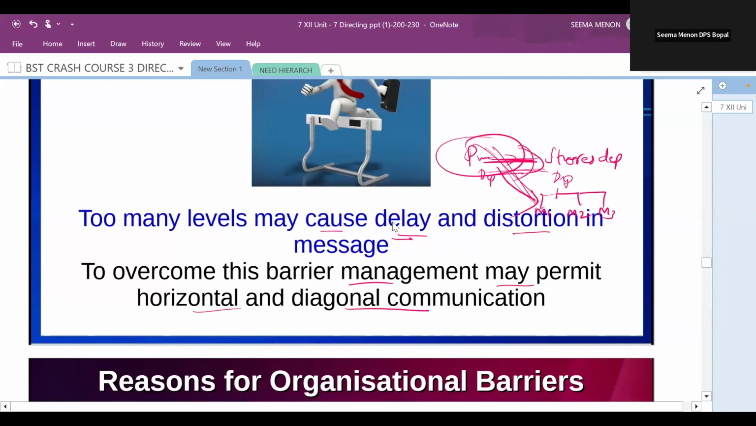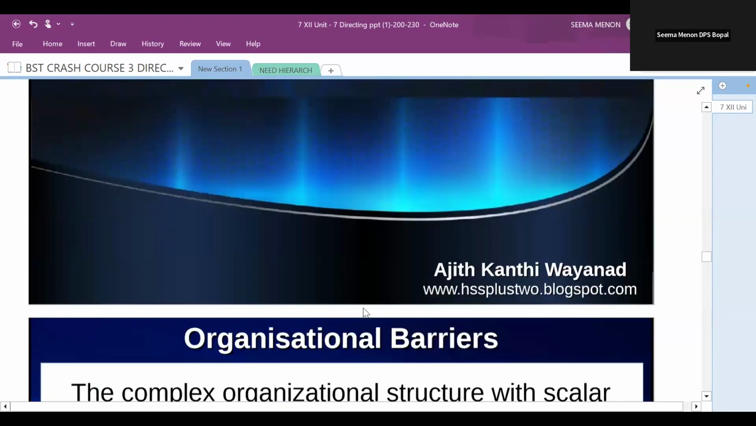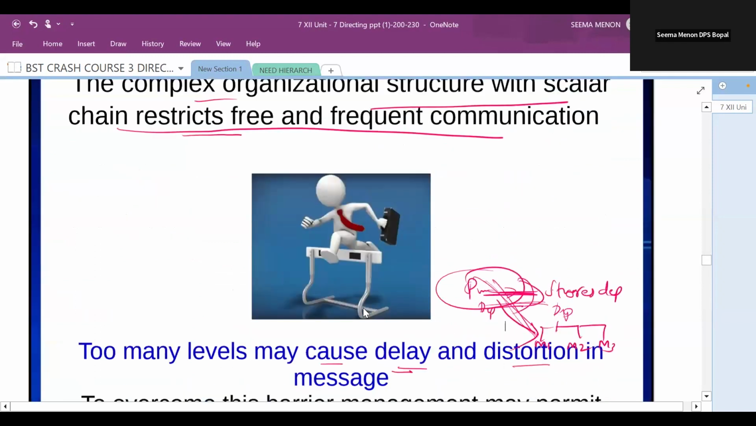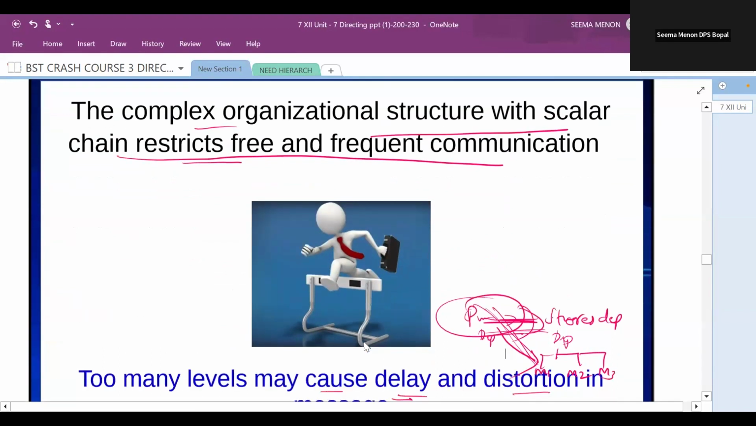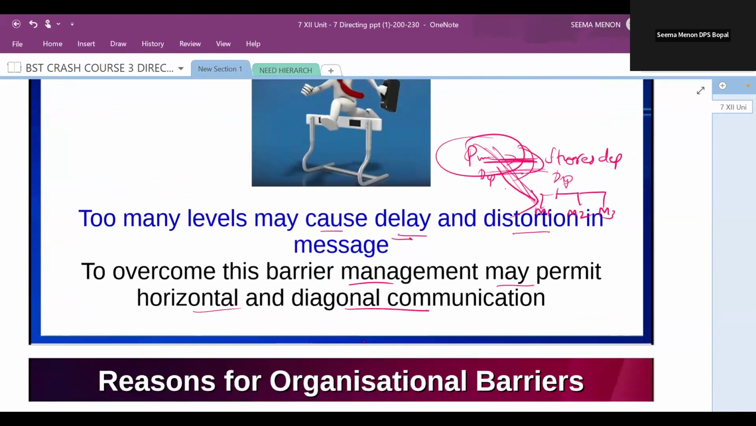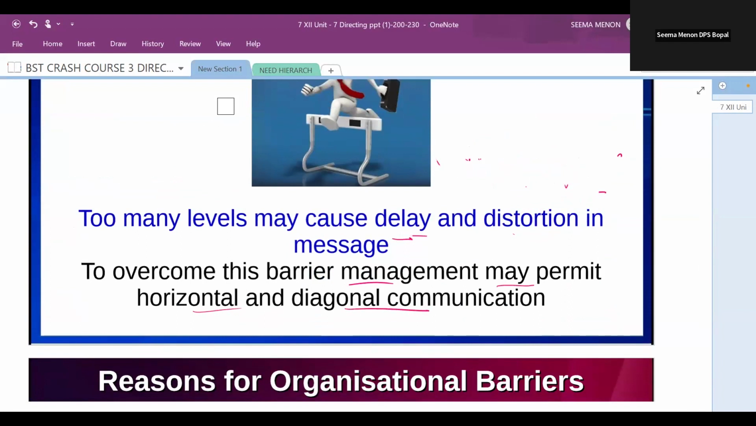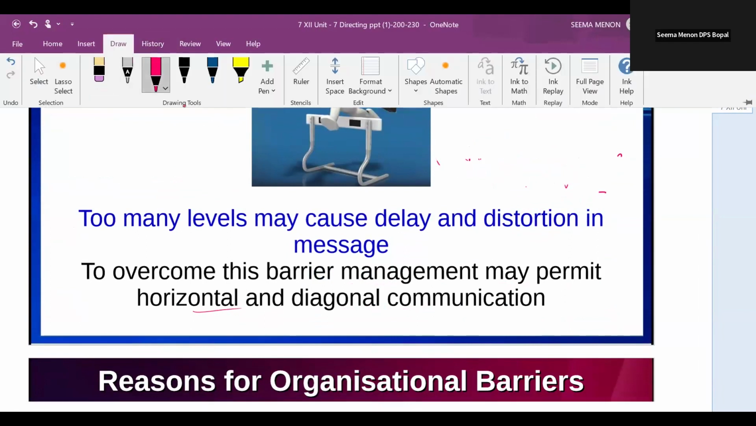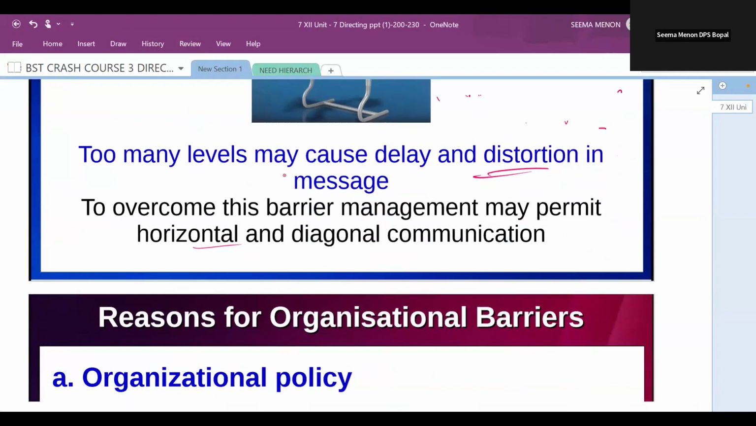I hope you are able to understand whatever we discussed. Coming to the next one. So this is about the organizational barrier. The complex organizational structure has too many hierarchy levels, so much complication. Because of that, there can be delay and distortion in the communication, or the messages may not reach in proper time. Even if they reach on time, the message may be distorted or shortened. So what is the only thing to avoid that type of barrier? Horizontal and diagonal communication.